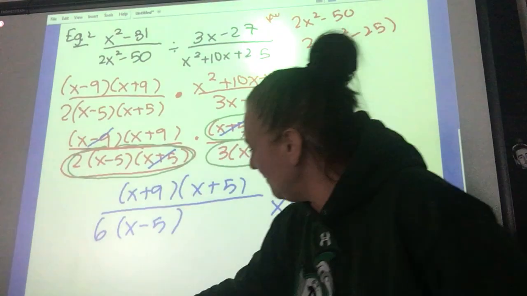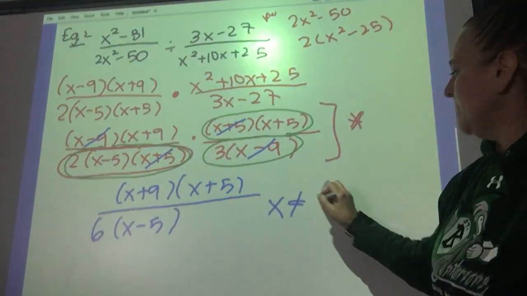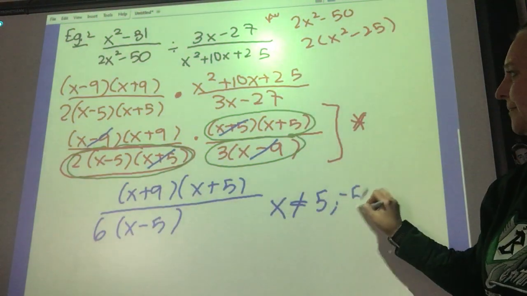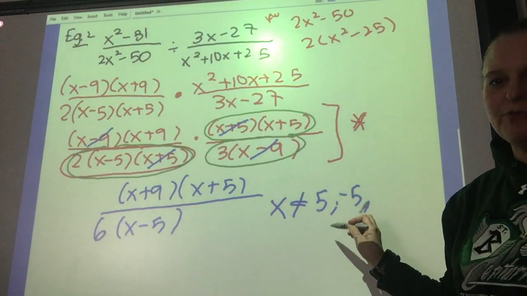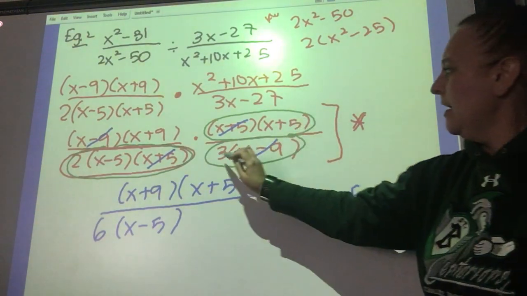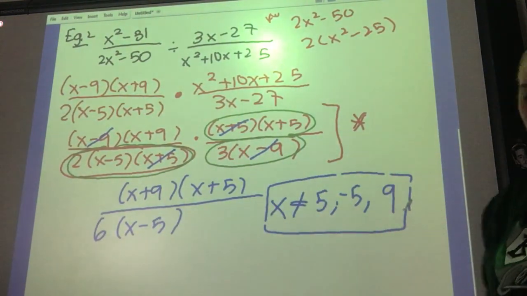Okay, so let's check this out. So here our non-permissible would have been a plus 5. From here it would have been a negative 5. If we look up here, it was a negative 5. I already have a negative 5. Do I have to write it again? No, once I have it once, it's already accounted for, so I don't have to include it. And then I have a plus 9. So those are my non-permissibles.